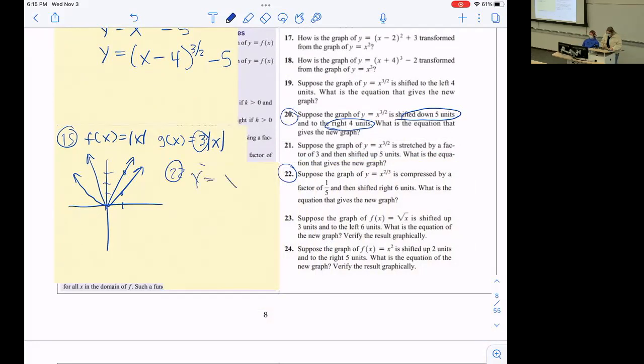y equals x to the 2/3 is compressed by a factor of 1/5, then shifted right 6 units. So we have a compression by a factor of 1/5. y equals 1/5 x to the 2/3. Then we also have shifted right 6 units. So a horizontal shift to the right will be in the positive direction, which means that we need to subtract 6, and that'll be contained within x.